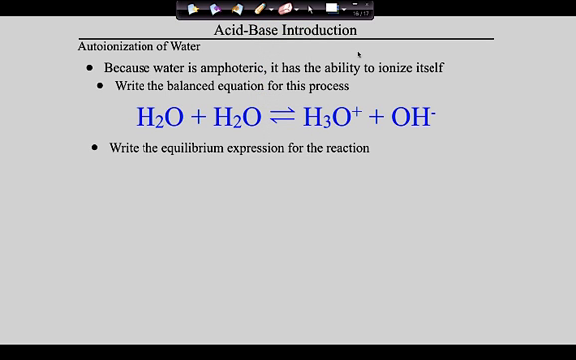And did you see the double-headed arrow? It's equilibrium, right? Imagine if it wasn't.